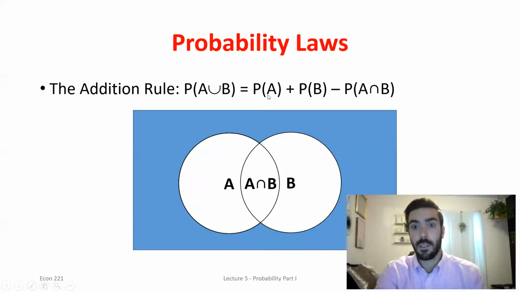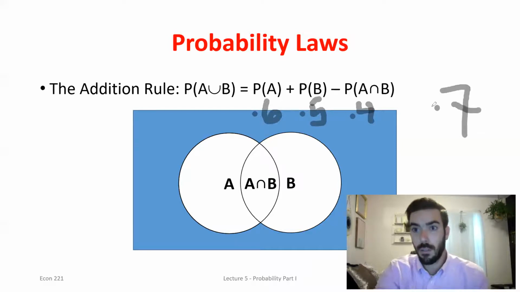So I go 0.6 plus 0.5 minus 0.4, which should leave me with what? I think it's 0.7. Also, I guess this should be down here.